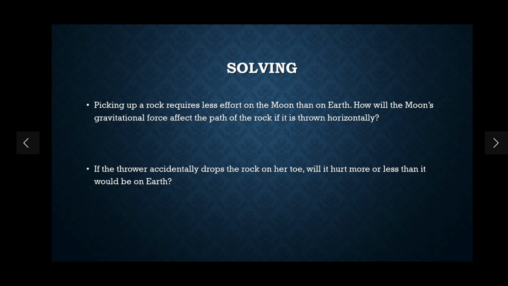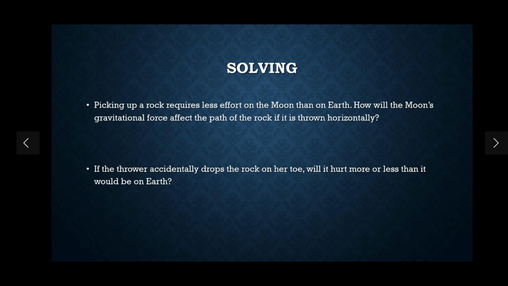Let's solve a logical question. Picking up a rock requires less effort on the moon than on Earth. How will the moon's gravitational force affect the path of the rock if it was thrown horizontally? Comparing the gravitational force of the moon and Earth, the moon has a relatively lower gravitational force. So it will take more time for the rock, when thrown, to reach the surface of the moon than to reach the surface of Earth.